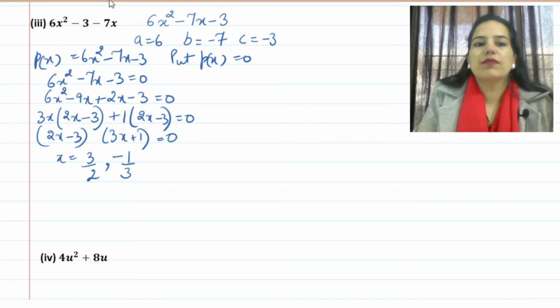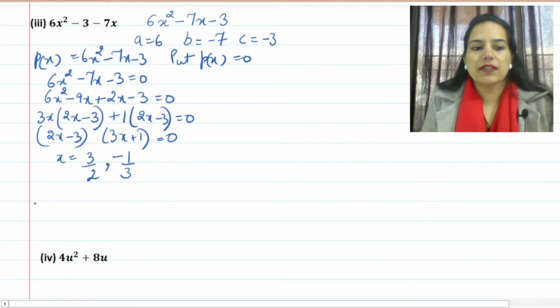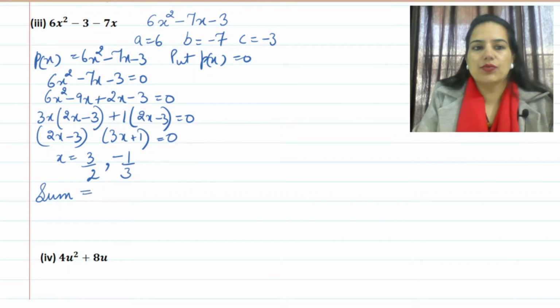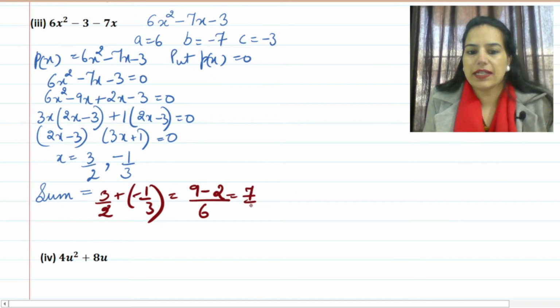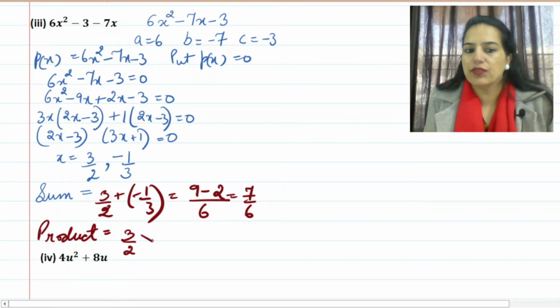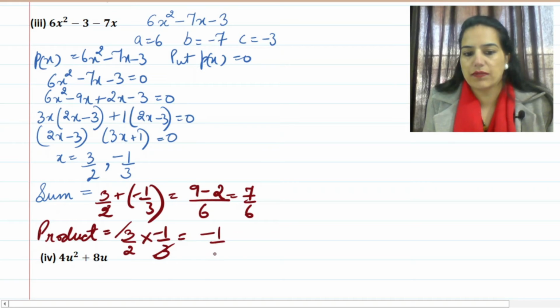So now first we will find the sum on our own. So if we find the sum on our own, sum will be equals to, start the same way, 3 by 2 plus minus 1 by 3. I'll have to take an LCM here. That will be 6, 9 minus 2, and I will get 7 by 6. Then I'll find the product. So the product of the two zeros will be 3 by 2 into minus 1 by 3. 3 and 3 got cancelled, minus 1 by 2.